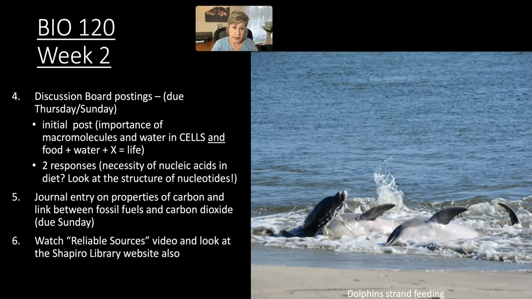Your journal entry, which is basically an essay explaining answers to questions, is about the properties of carbon. Okay, I just mentioned why carbon is so important, but you're also going to look that up. And then you're going to link fossil fuels and carbon dioxide and global warming, climate change. Okay, read the guidelines for this. You're going to make all these connections together. They are all linked together. Carbon, fossil fuels, carbon dioxide, and the warming of the earth. That's due by Sunday night.